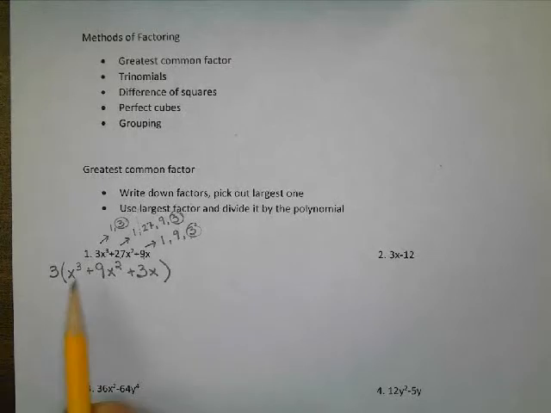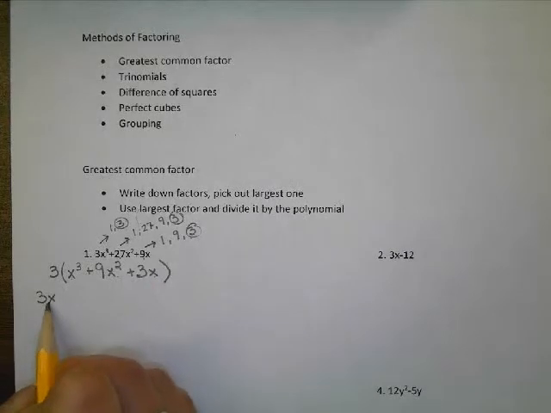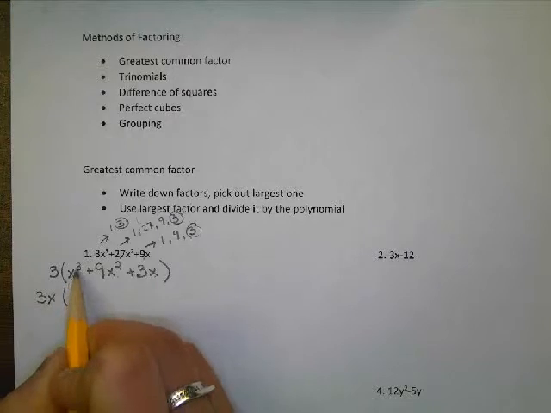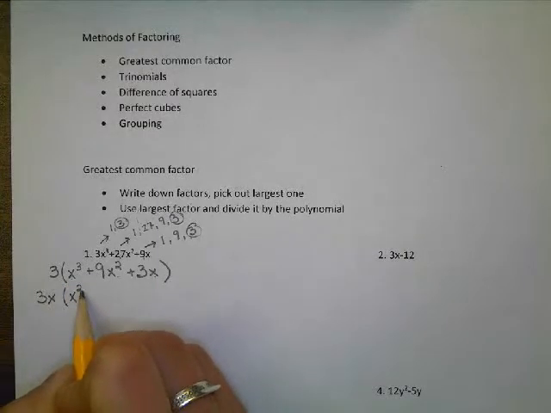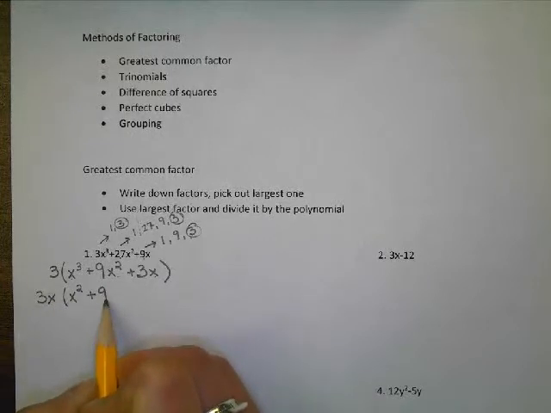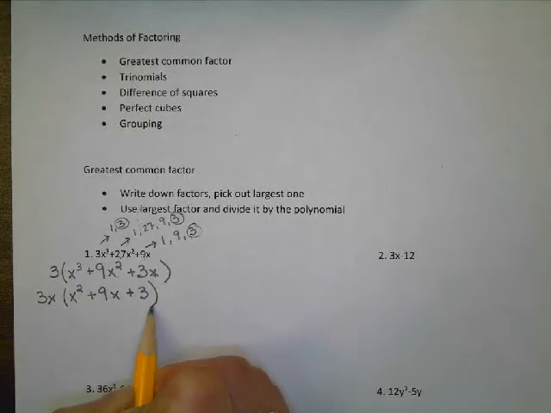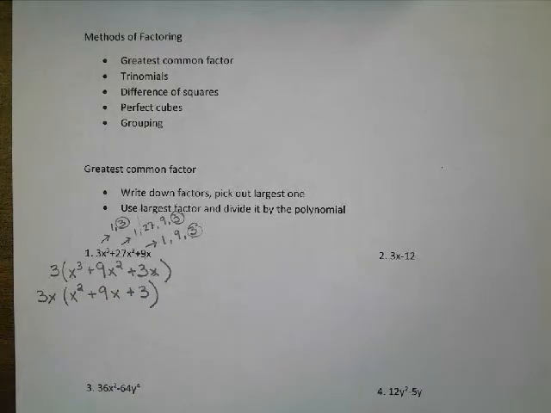Now if you look at this, you'll see that we also have an x common in between all of these. So I'm also going to take out an x. So I have the 3 that's already taken out, and I'm going to take out this x. So x cubed divided by x is x squared. x squared divided by x is just an x. And then x divided by x is 1, so just that x there. And now this is in factored form.